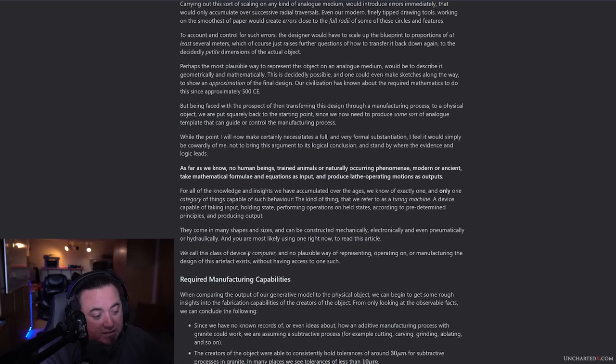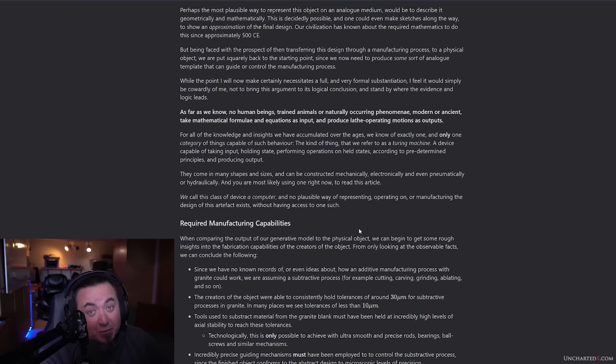We call this class of device a computer, and no plausible way of representing, operating on, or manufacturing the design of this artifact exists without having access to one such. That's what he's talking about.